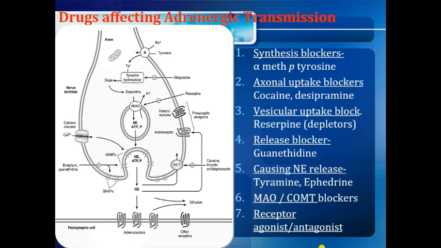You can directly give the metabolizing enzyme blockers like MAO inhibitors and COMT inhibitors, or you can directly go for the receptor agonists and antagonists, which are the most commonly used therapeutic agents.